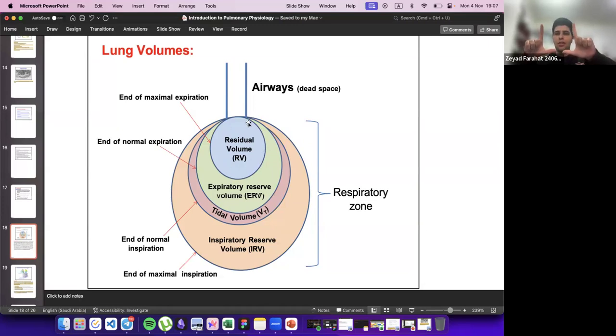So when you're expiring, your lungs become like this, it goes back like this. And when you're expiring even more, forcing yourself to expire, it goes back even further. But it doesn't ever close 100% all the way. There's always some volume left in there. And this volume we call the residual volume.